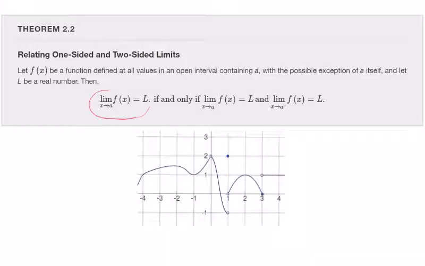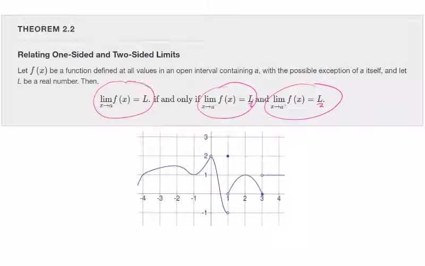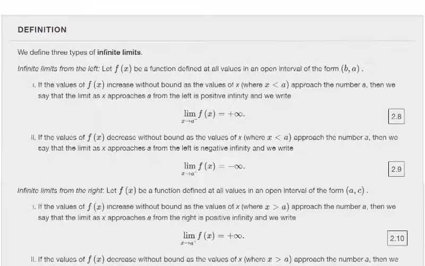Remember also that the two-sided limit exists when the limit from the left is equal to the limit from the right, when they're both equal to the same value, in this case L, and then the two-sided limit will be equal to that same value. So the two-sided limit only exists when the limit is the same from both sides, and the limit will equal whatever that value is. And that holds true with infinite limits as well. So let's talk about infinite limits.